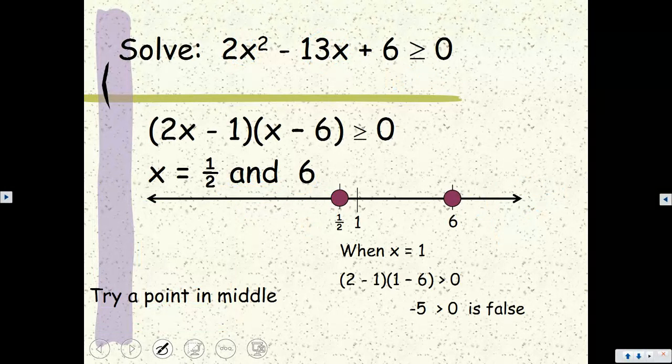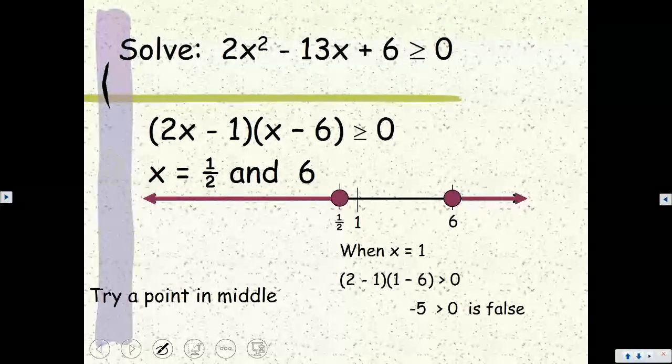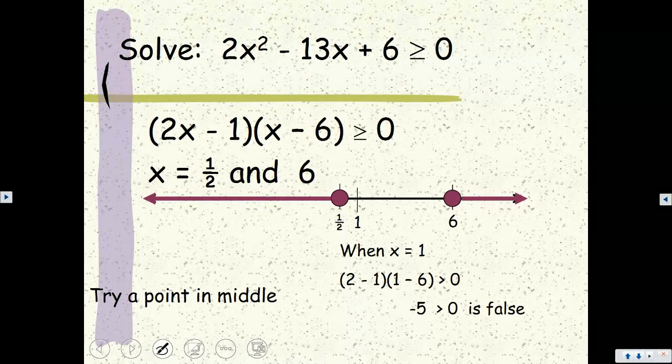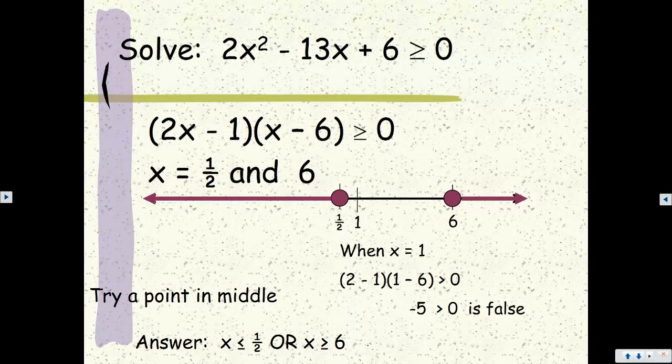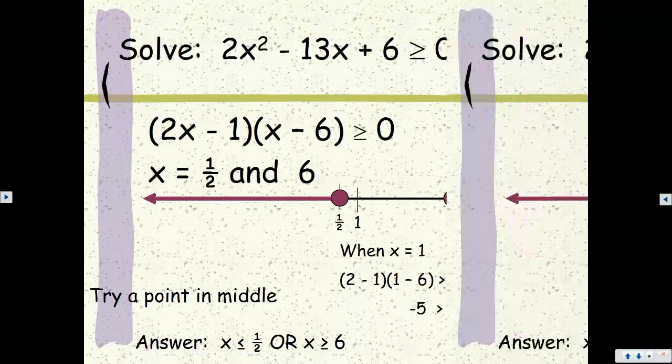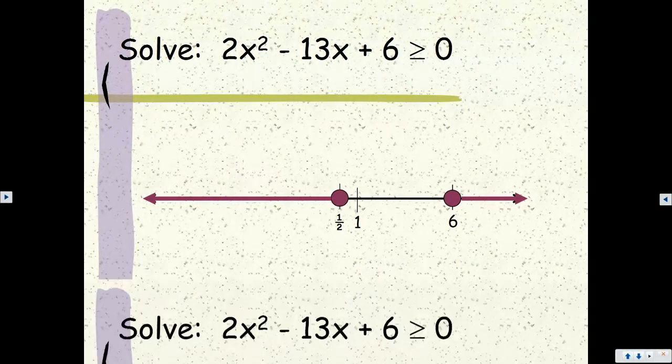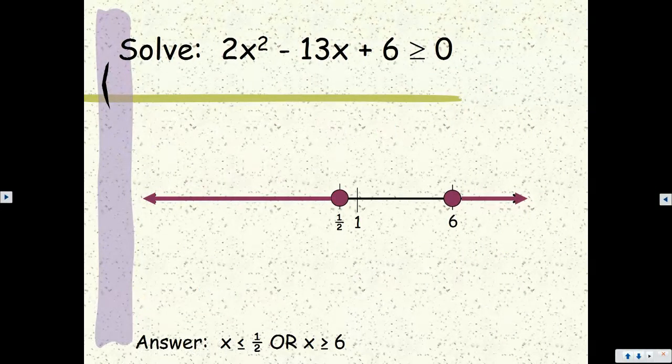So the way this is going to work is that the outsides will both be filled in. And when I have a statement of what it looks like, it's going to be a compound statement. It's going to say x is less than or equal to 1/2, or x is greater than or equal to 6. Both sections work.